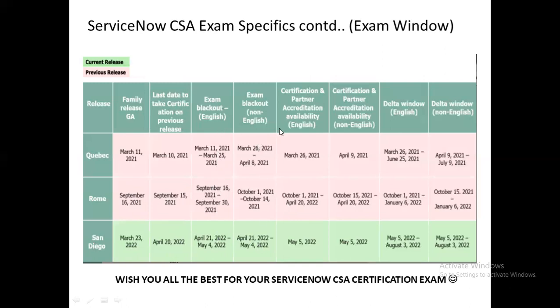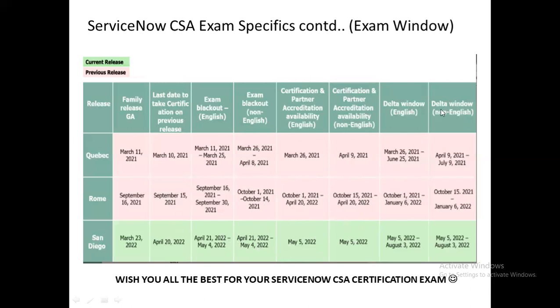Then again, it is English as well as non-English. So, the blackout period does not change here. It is almost a similar period for non-English candidates as well, right? And 5th of May is the date from where you can start writing San Diego exams, right? For non-English, again, the same date. For English, again, the same date, no problem.